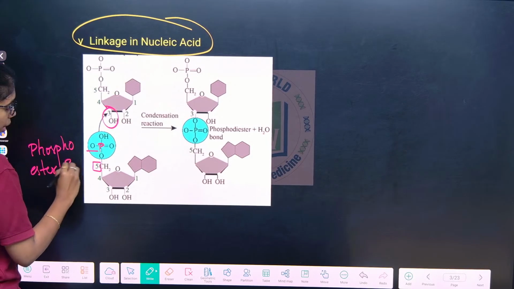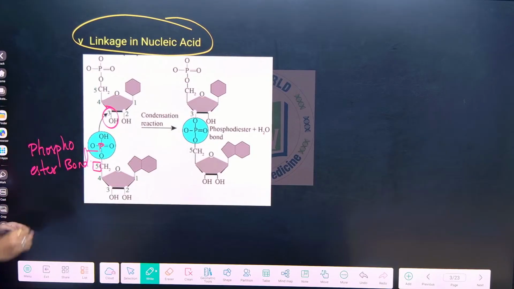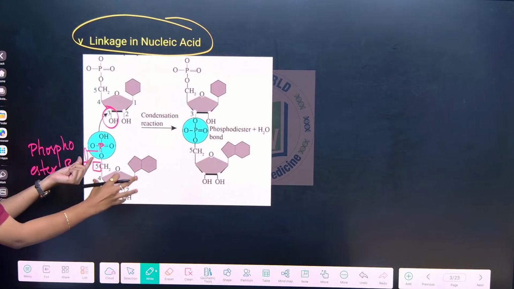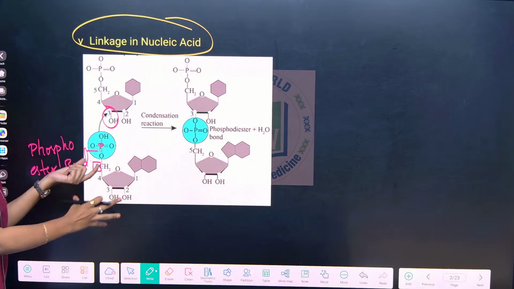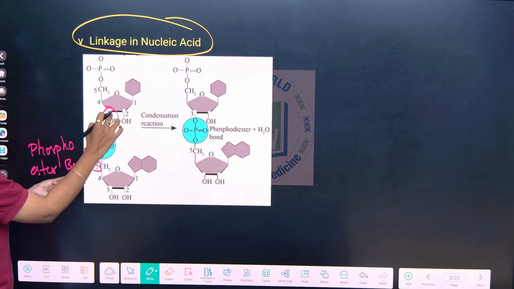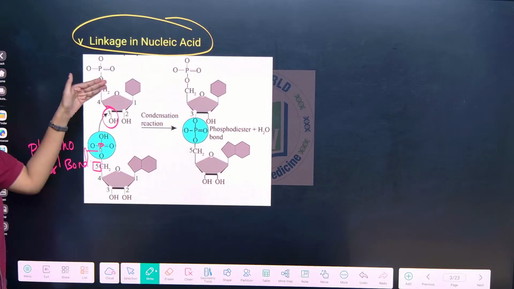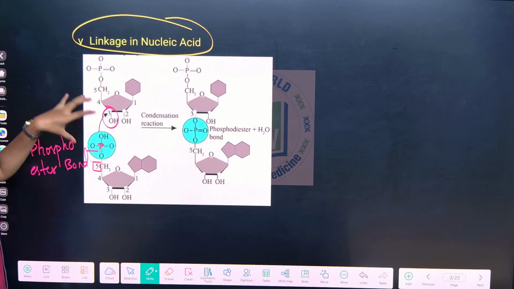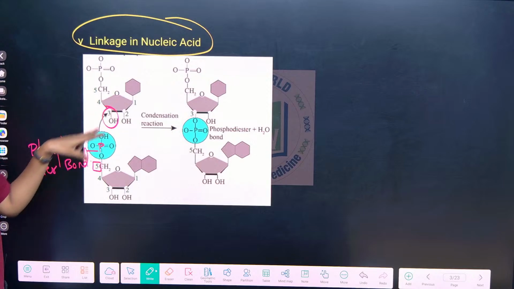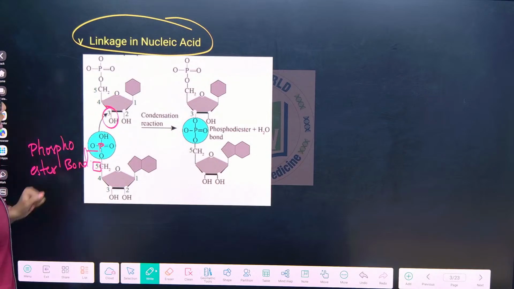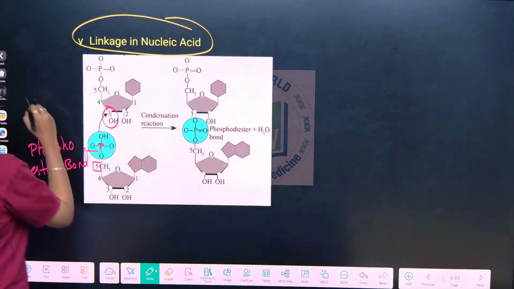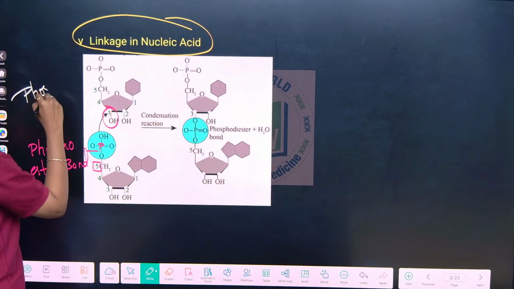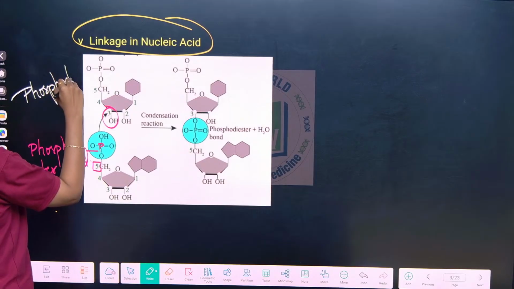Phosphoester bond. The C5 carbon of one nucleotide is connected to the C3 carbon of the preceding nucleotide. So here 2 ester bonds are involved, right? So this is called what? Phosphodiester bond.